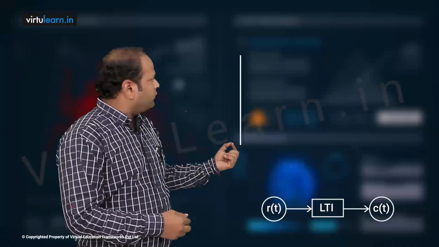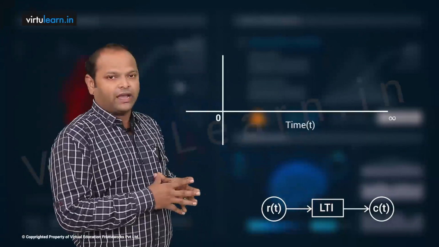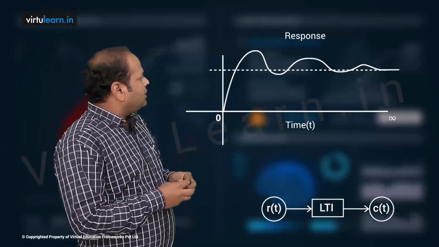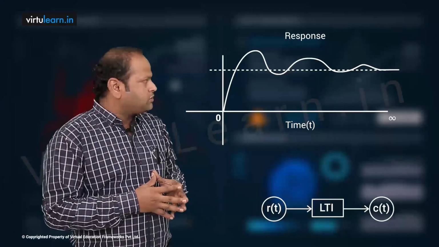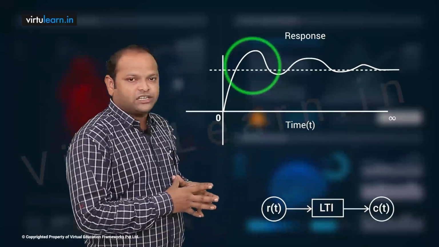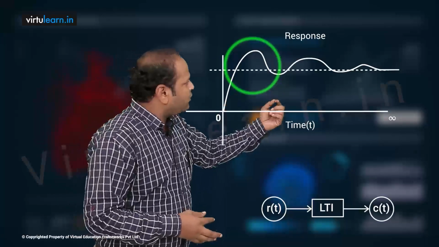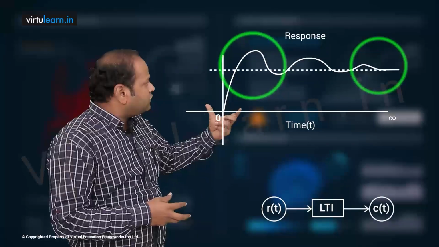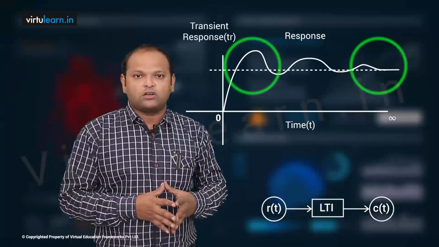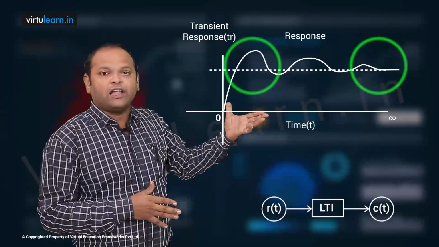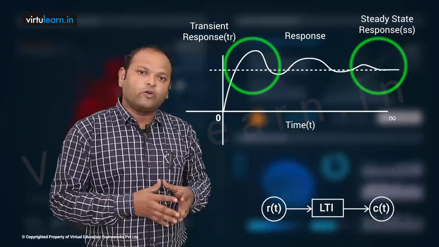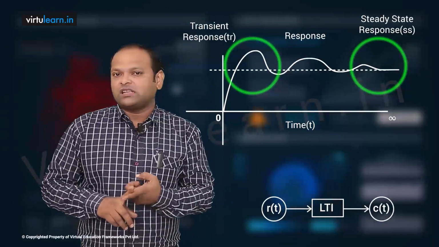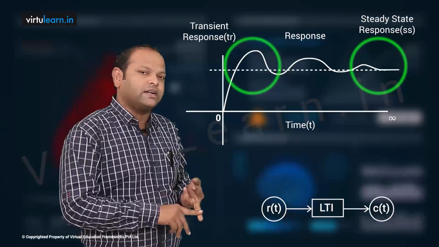Now, for example, for this system I am getting the output response like this. If you take your output response, and here I have the time, this is the response. In this response we closely observe there are some oscillations initially. After that the response settles. The response where we have the oscillations is called the transient response. Where we have a steady state value is called the steady state response. Therefore there are two parts of the time response: one is the transient response, the other one is the steady state response.